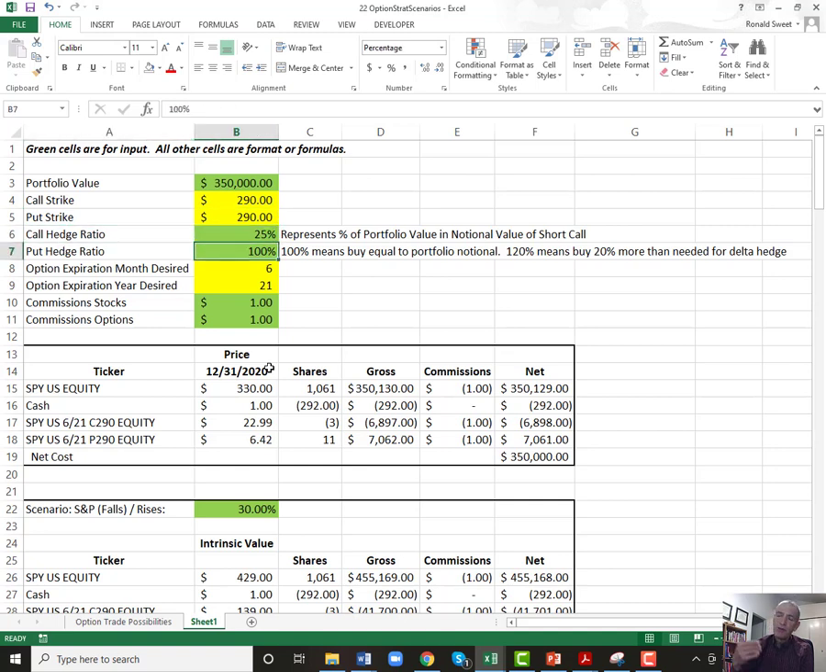So why are we doing that? Well, the problem, remember, with the put strategy is it's expensive. You have to pay money for the put. So what we're going to do is try to cover some of the cost of that put by selling call options. So what does that do?